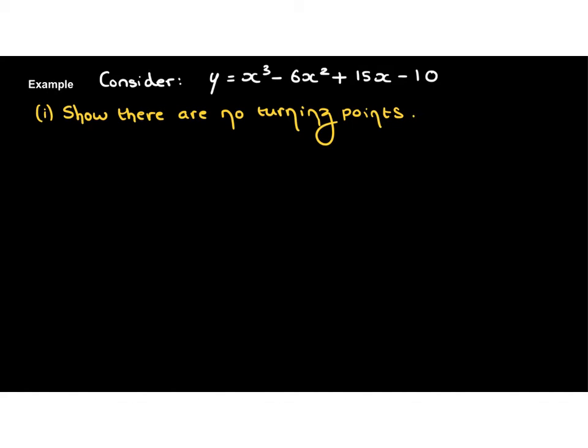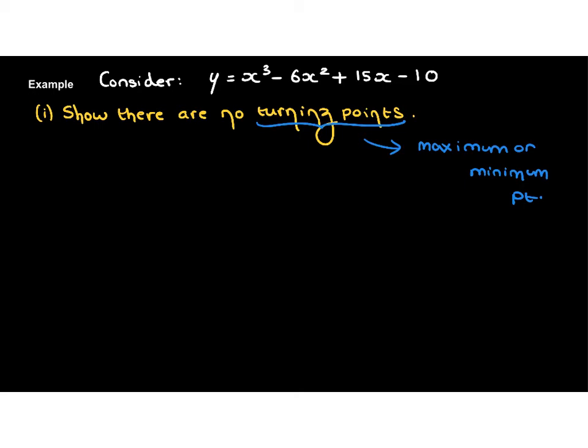We're going to consider the function y equals x cubed minus 6x squared plus 15x minus 10. And for part 1, we're going to show that there are no turning points. Now, let's just remind ourselves of what a turning point is. We know that a turning point is a maximum or minimum point. So that's quite interesting because turning points do not include points of inflection. It's simply maxima or minima.